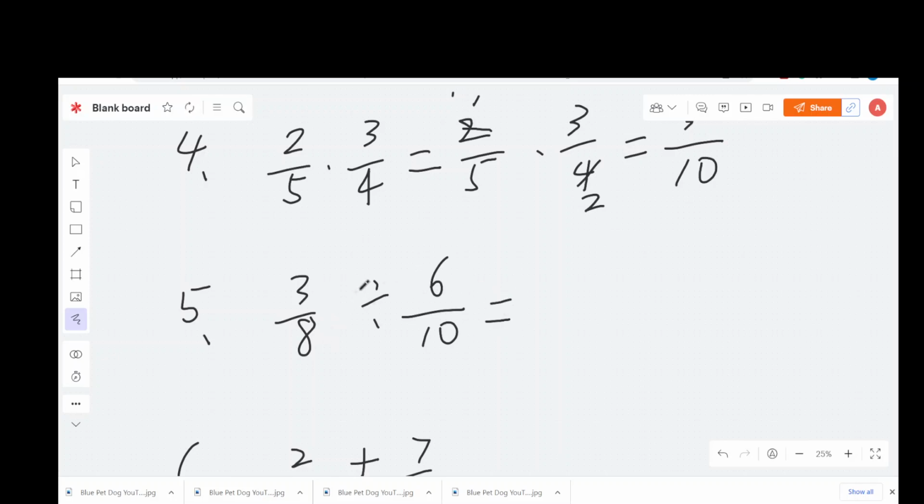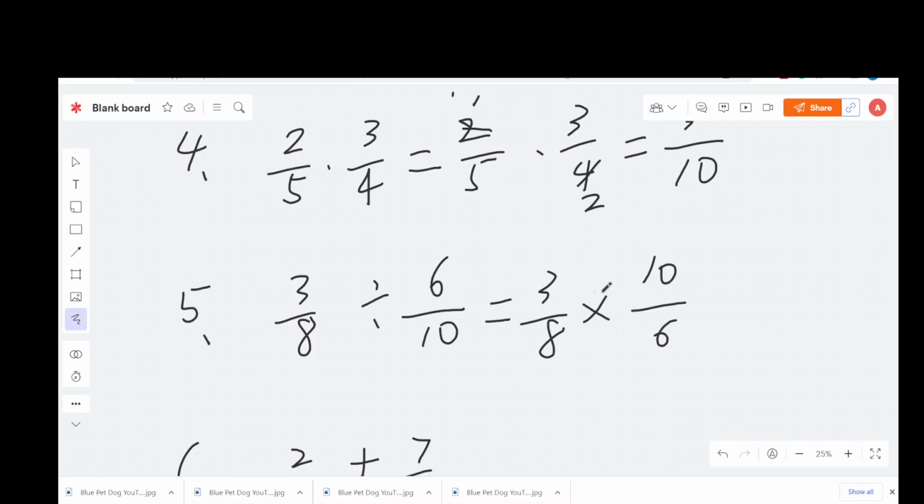3 over 8 divide 6 over 10. So this is the divide. So when we do calculation, we should change this divide to multiplication. But meanwhile, we turn this fraction 6 over 10 upside down, changing the denominator to numerator. So we do that. Okay, 3 over 8 times 10 over 6.